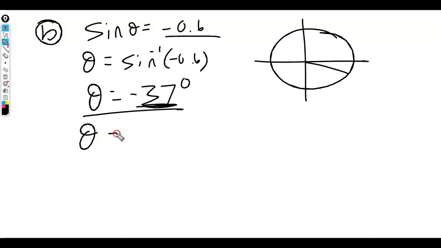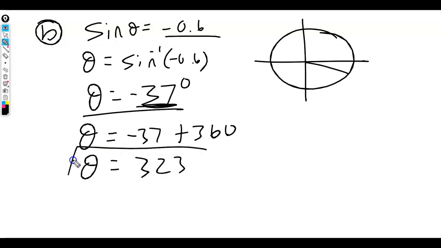So what we're going to do is we're going to take that negative 37 and we're going to add 360 to it. So that real quick, and I get 323. Okay, so there's one of my answers. So this is an interesting new turnout. The answer that my calculator gave me is the one that I have to add 360 to in order to find the actual one. It's 323 degrees, which would be about right here.